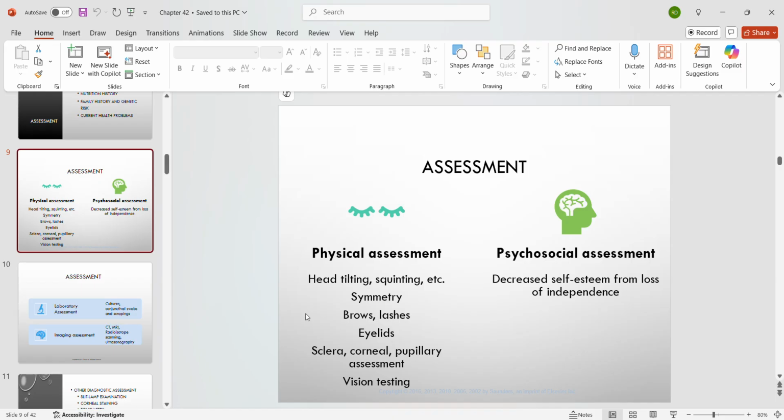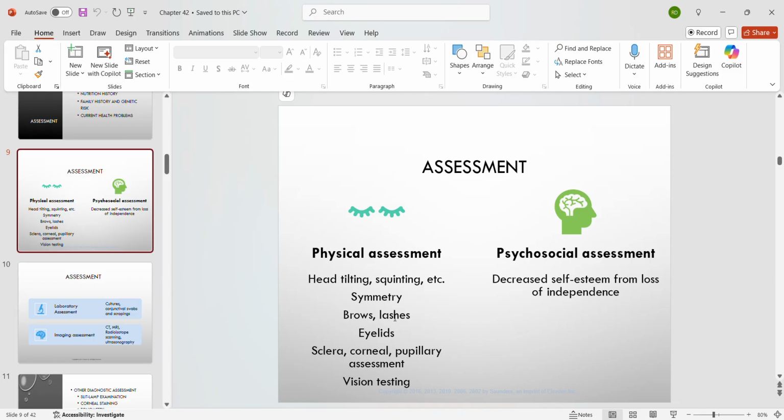Also check the eyebrows, the eyelashes. Is the hair equally distributed? Check the eyelids. Is there any drooping called ptosis or redness or lesions? For the external inspection, you want to check the eyelid, assess for symmetry, drooping, edema, and lesions.